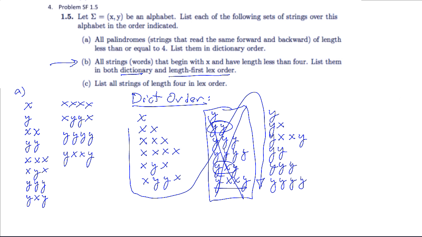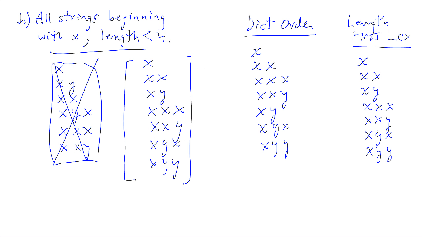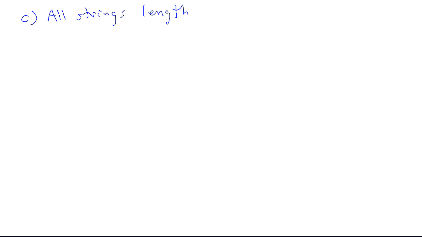List all strings of length 4 in Lex order. I can do that here on another page in quick order. Lex order is pretty easy when they're all the same length. Okay, so I'm going to do part C, all strings of length 4 in Lex order. I'm going to start with all X's, and it's just like counting in binary with zeros and ones because we've got just two.